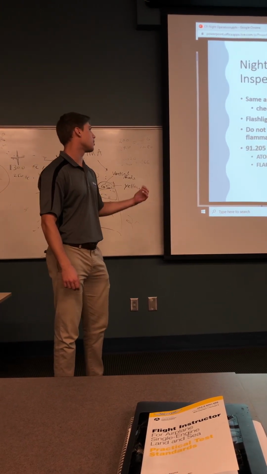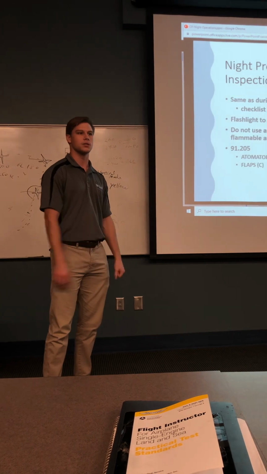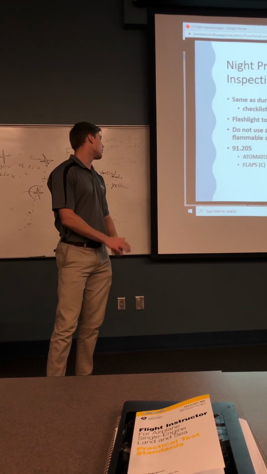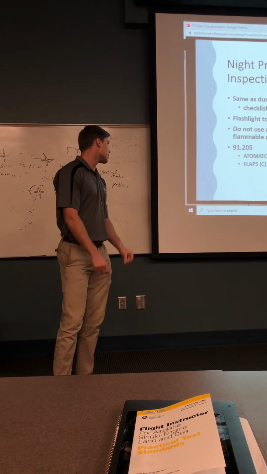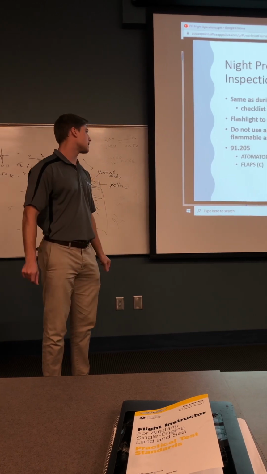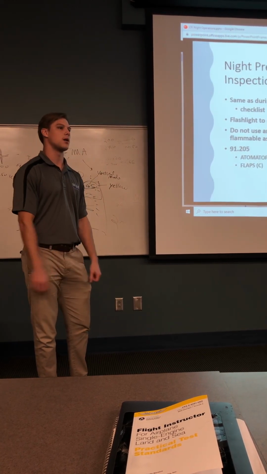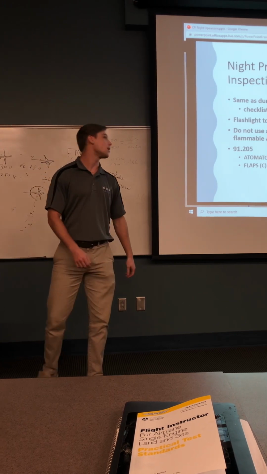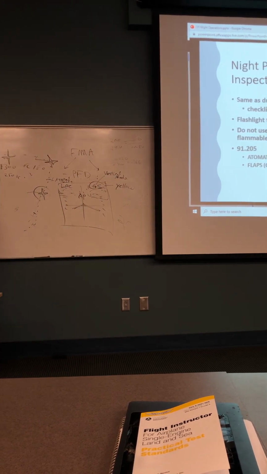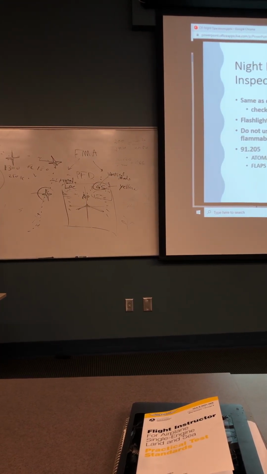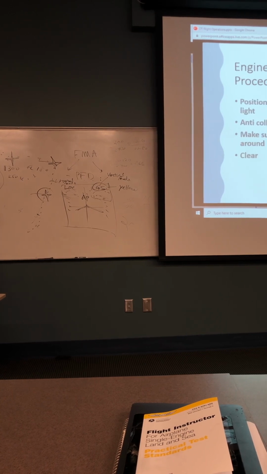And make sure you have all your equipment for VFR day and night, which is 91.205. A TOMATO FLAMES and FLAPS, which is fuses, circuit breaker, landing light, anti-collision light, position light, and source of power, which we found in 91.205. And we have circuit breakers, so we don't need the fuses in our planes.